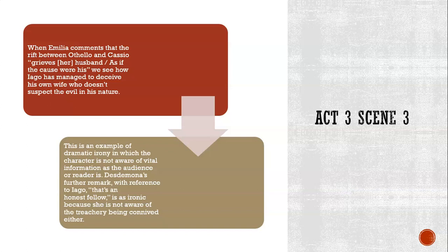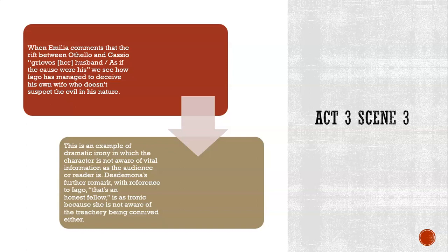In Scene 3, when Emilia comments that there's this rift between Othello and Cassio, she says that it grieves her husband, and this shows us how Iago has deeply managed to deceive even his own wife, because she doesn't suspect how evil he is in his nature and what he's setting up to do. Now, this is an example of dramatic irony, and this is something you should know, but considering that most of you are probably not English majors, we'll talk a little bit about irony here. Desdemona also remarks at the beginning that she calls Iago an honest fellow, and that's also a sense of irony.